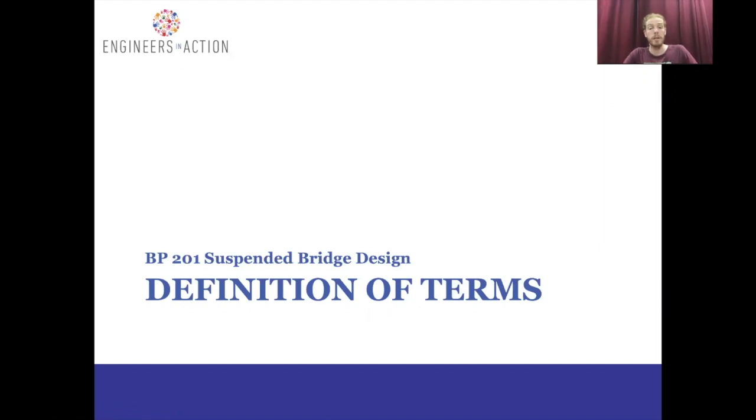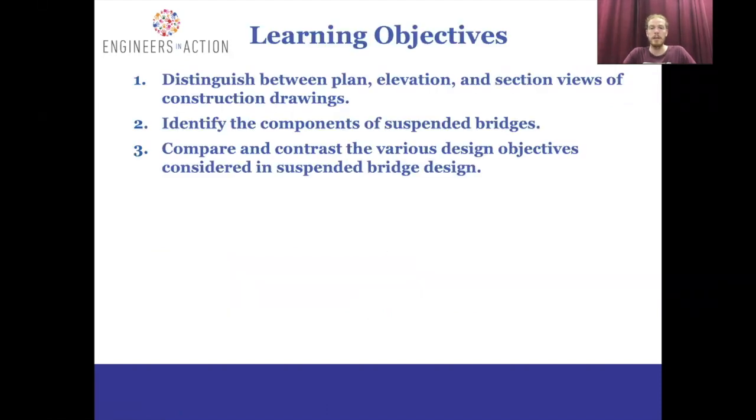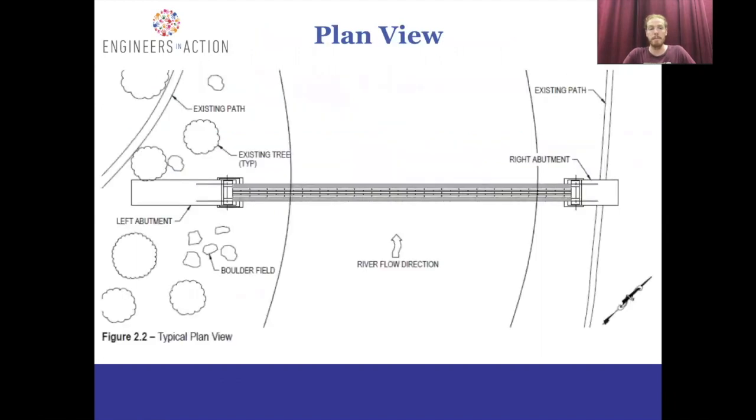In this video, we're going to go over some of the terms used to describe pedestrian footbridges. By the end of this video and the next couple sections, you should be able to distinguish between plan, elevation, and section views of construction drawings. Second, you should be able to identify the various components of a suspended bridge, as well as compare and contrast the various design objectives considered in suspended bridge design.